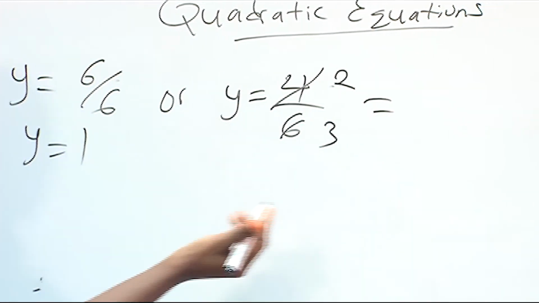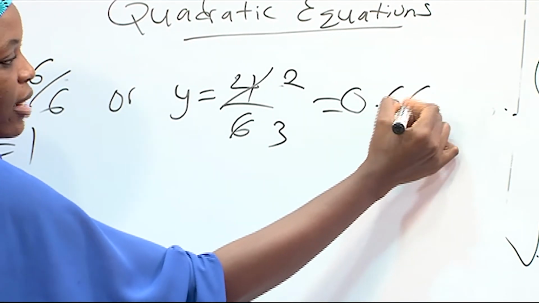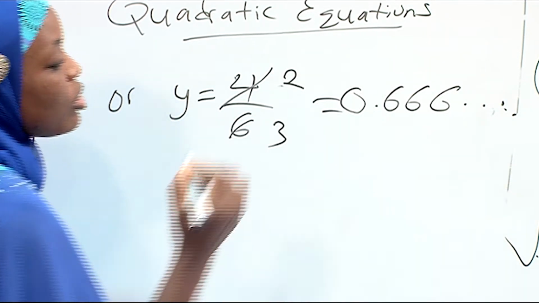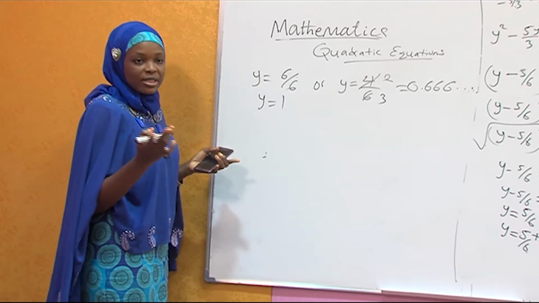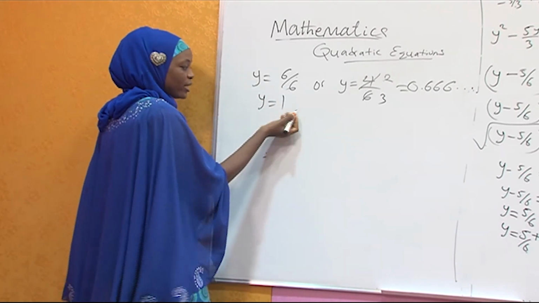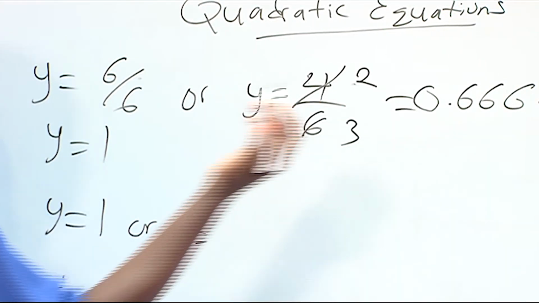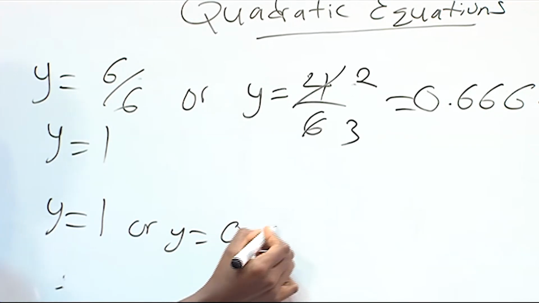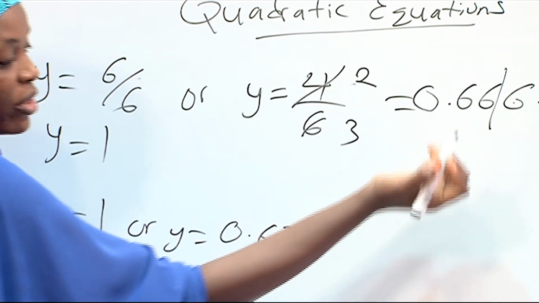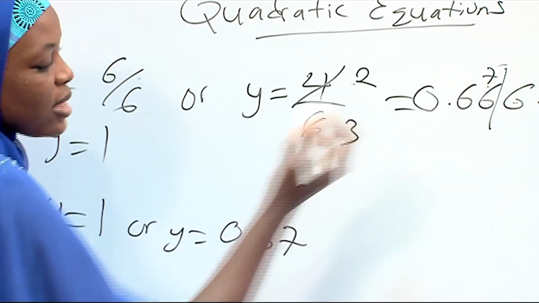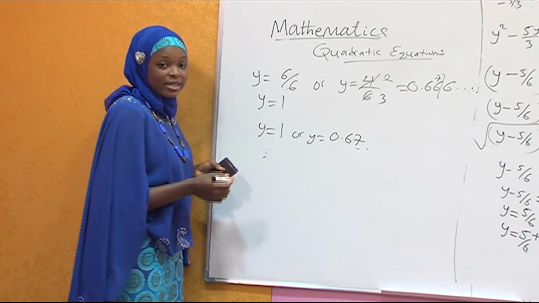Now in decimal, 2 over 3 gives 0.6, you still have 6, and it is a continuous recurring decimal. But the question says to find the value to 2 decimal places. So y is 1, which is not in decimal, so we can leave it as 1, or y equals, making this 2 decimal places, 0.67, because the number after the second decimal place is more than 5, so we add 1 to this and it becomes 7. Now our final answer is y equals 1 or y equals 0.67.